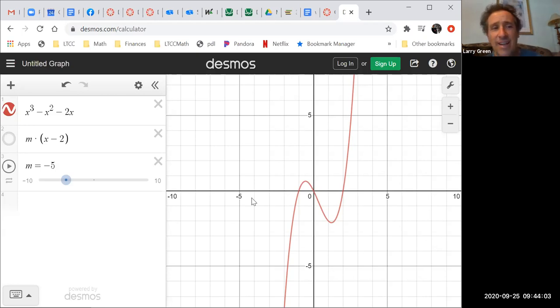Okay, so I'll give you an example. This is x cubed minus x squared minus 2x. That's a function, right? Okay. By the way, could you find this derivative using the limit definition? Could you find the derivative of x cubed minus x squared minus 2x?